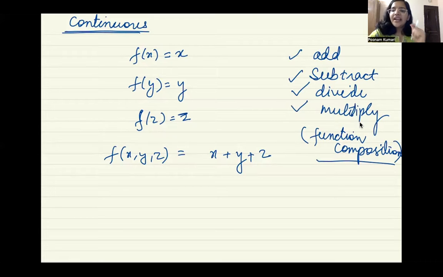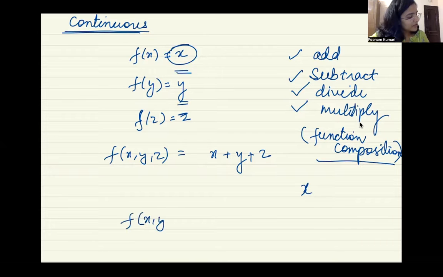There is one caveat, one thing you need to keep in mind: it will be defined where its values exist. Suppose one of my functions was this, one of my functions was this, and you divided both of them, what did you get?